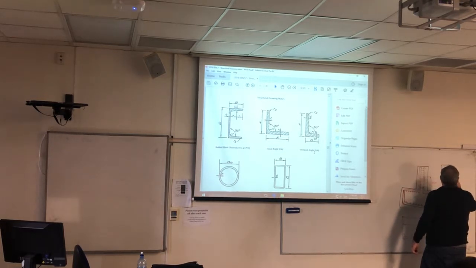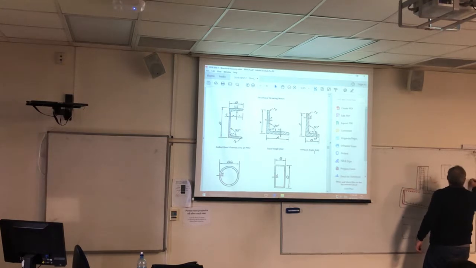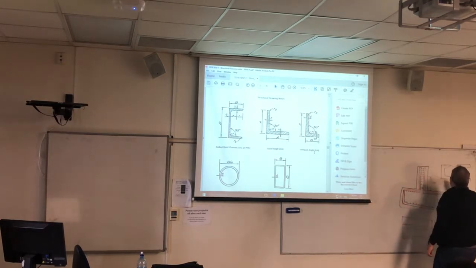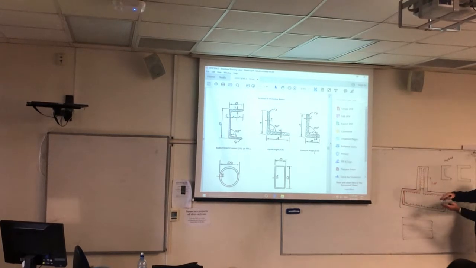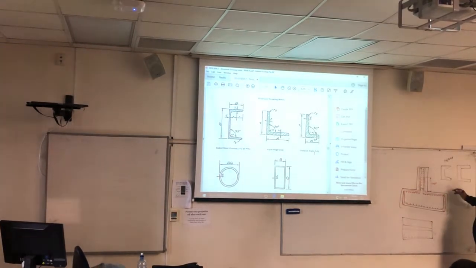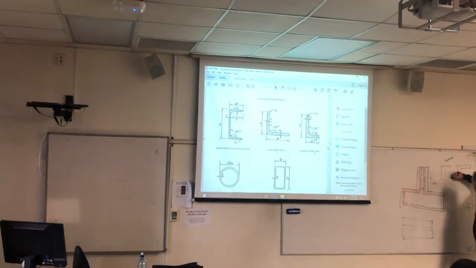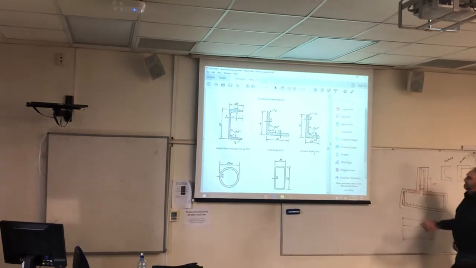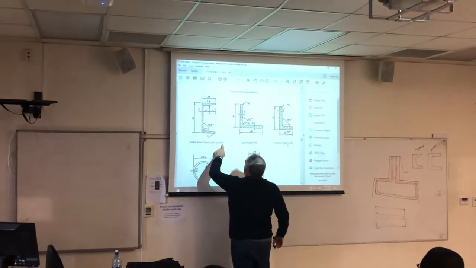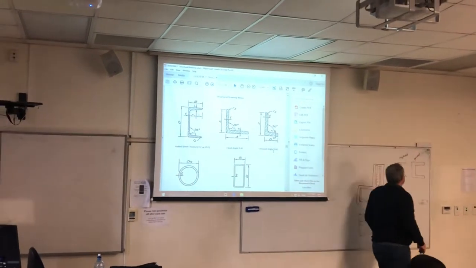I'm going to exaggerate this a little bit, but you'll get the general idea. The TFC is this one, and the T stands for the word tapered. Tapered means it comes down to almost a point at the end. See the taper? In reality, it would probably come down with a little curve on the end. This one, the PFC, stands for parallel flange channel, and the TFC is tapered flange channel.